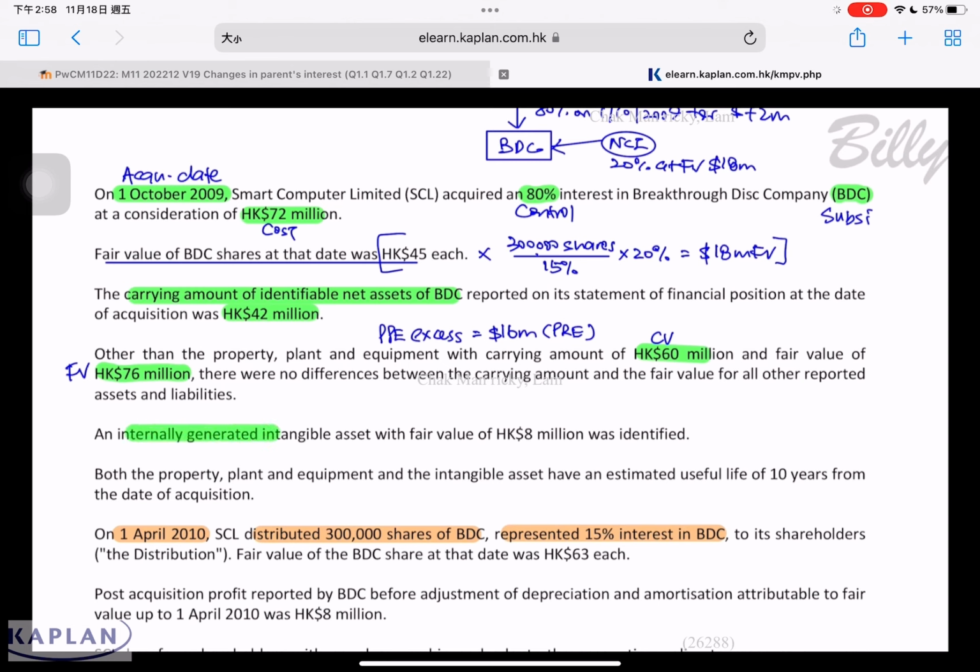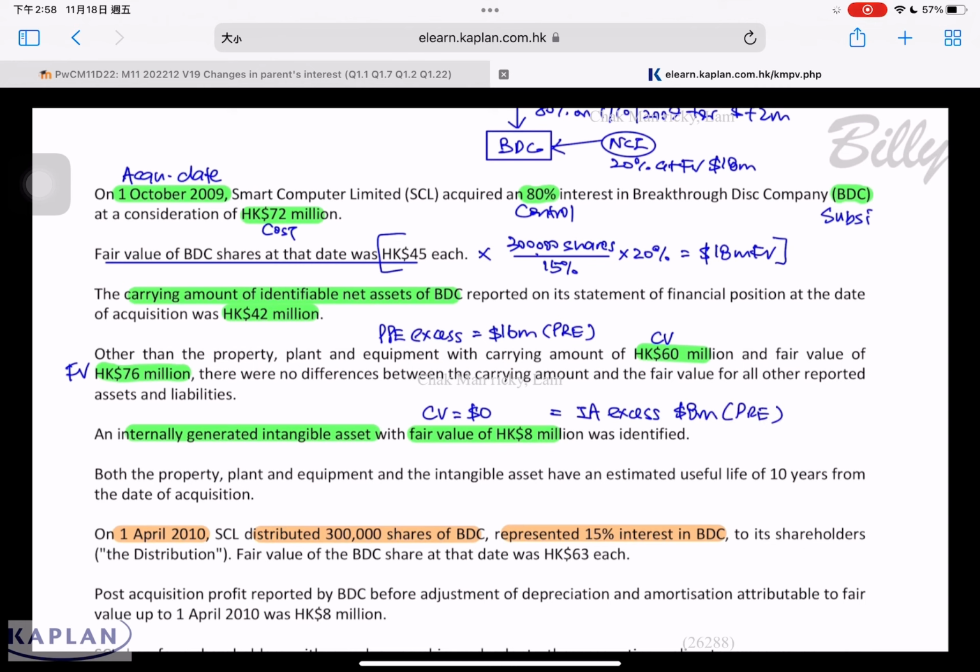An internally generated IA with a fair value of $8 million was identified. The carrying value for this IA is equal to 0. Internally generated IA cannot normally be recognized, but assuming that this IA meets the definition of an asset, is part of the business combination, and the fair value can be determined, then we must account for it at the group level. So in other words, there is a fair value asset of $8 million on the IA. This is also a pre-adjustment.